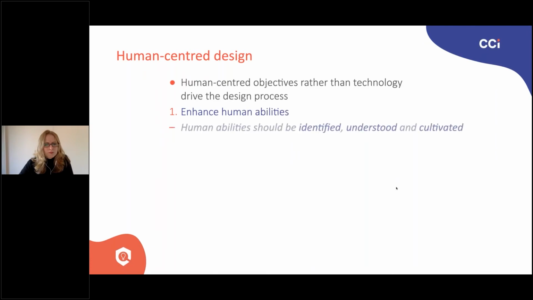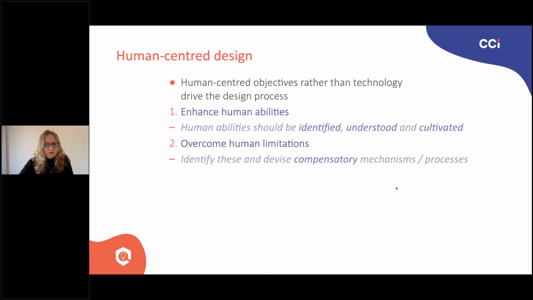And those objectives are to enhance human abilities, so these need to be identified, understood, and cultivated; to overcome human limitations, so to identify these and then devise compensatory mechanisms. A good example of a human limitation is we are very error tolerant. Human beings are very error tolerant. So one of the very early computing compensatory mechanisms that was developed was the undo command, which, if you're like me, I'd probably use hundreds of times a day. But that's a sort of limitation of humans compared with machines. We are error tolerant, therefore we have to design a mechanism to deal with that.